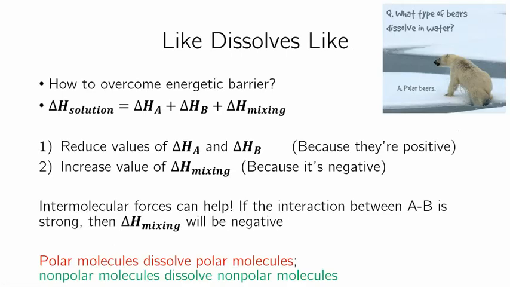Again, like dissolves like, how do we overcome this barrier? We can reduce the value of A to A and B to B, or we can increase the value of delta H of mixing. And we want to increase this because it's negative, and if this is negative, it's more likely to occur. How do we do that? If A and B are sort of alike. If they're alike, delta H of mixing will be even more negative because they will release more energy by forming this. And this is where the heuristic comes from. Polar molecules dissolve polar molecules, and nonpolar molecules dissolve nonpolar molecules. And let's look at an example to showcase this.